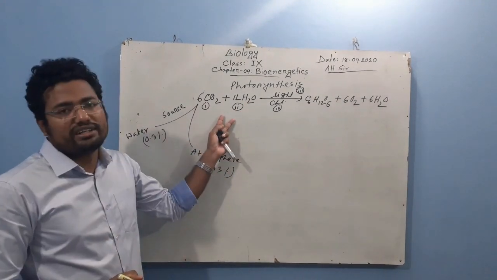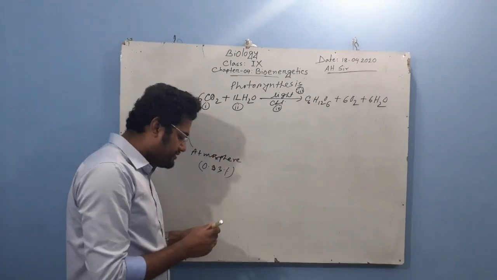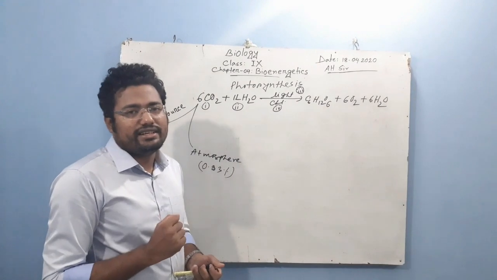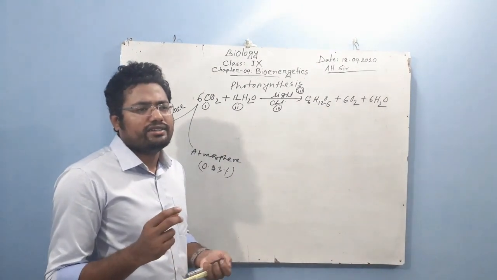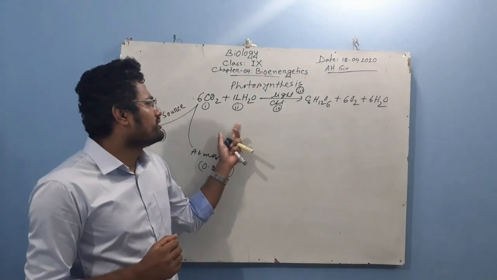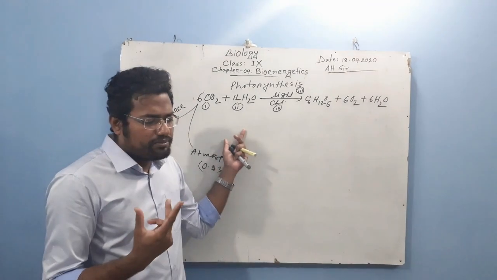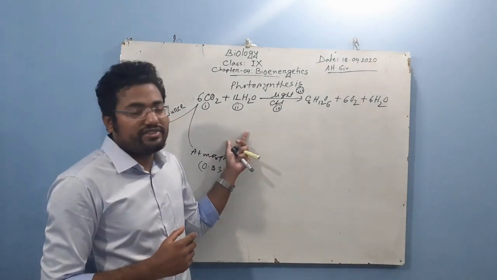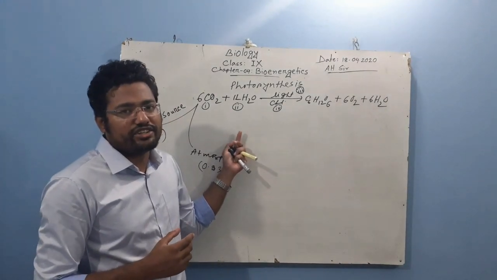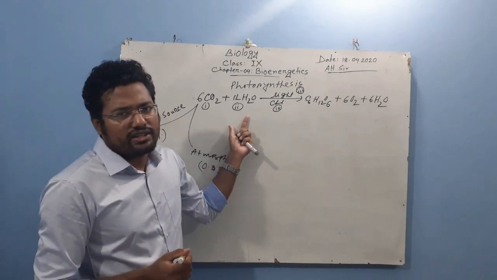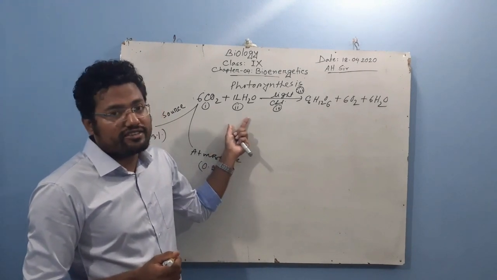Then, the second requirement for the photosynthesis process is water. 12 molecules of water are needed. Water is a very essential component. We all know that plants easily absorb water from the soil by root hair. So water goes to the mesophyll tissue of the leaf cell through the xylem tissue. In this process, water is oxidized in photosynthesis.